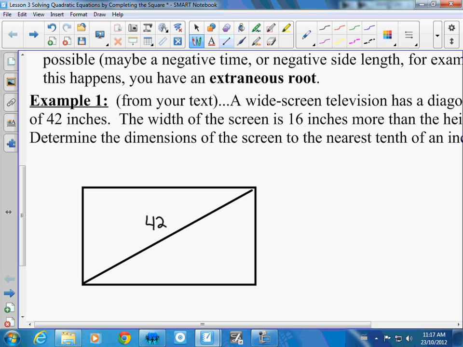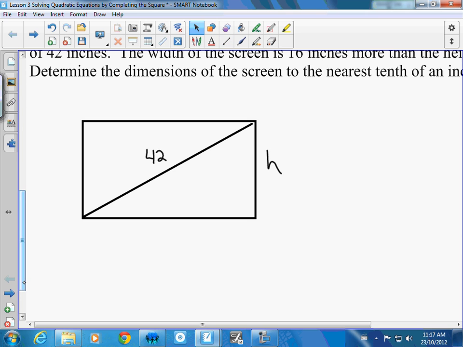The width of the screen is 16 inches more than the height. So if h is height, how do we mathematically talk about the width? H plus 16. Isn't that right? Didn't we just say the width is 16 inches more than the height? Now, do you understand why we're using h's and not h and w? Why? Yeah, it's easier to solve mathematically if you have one variable and not two. So we have h is our height, and in this case, the width is represented by h plus 16.